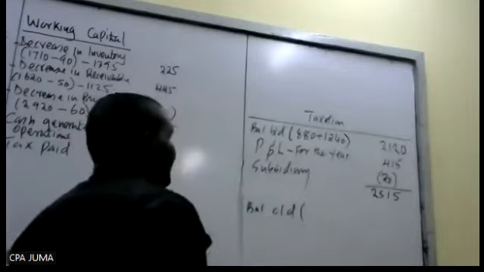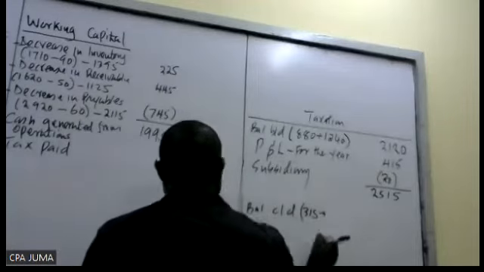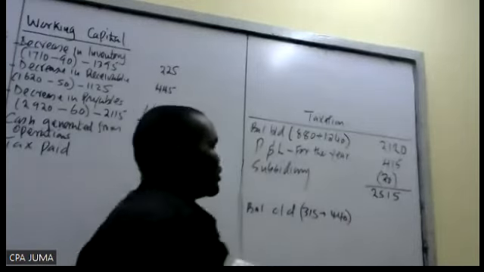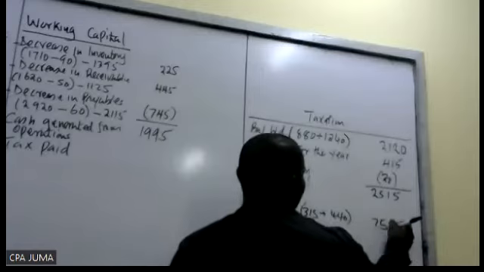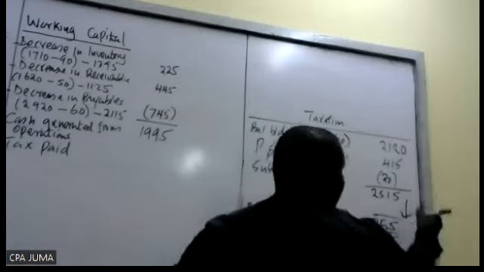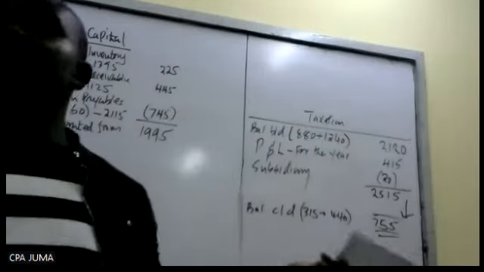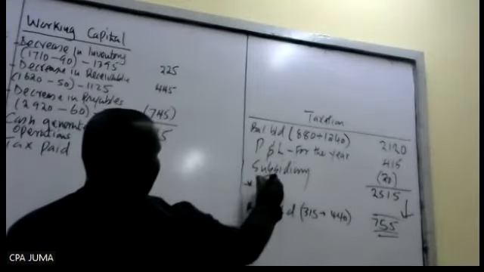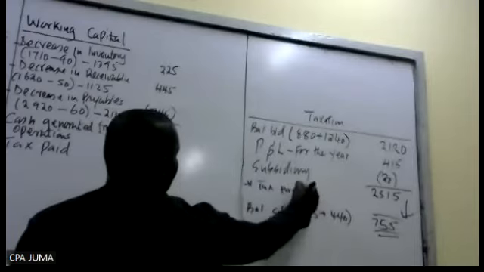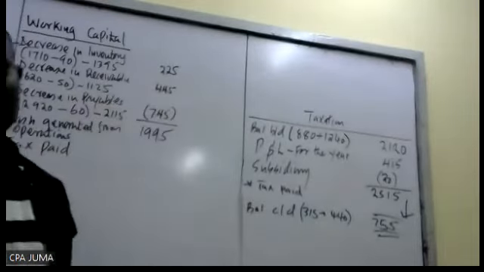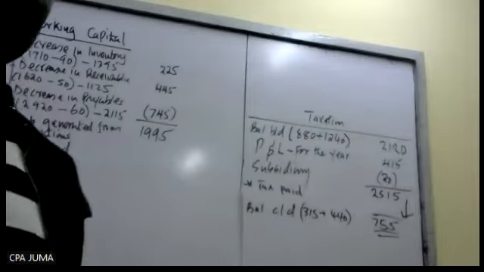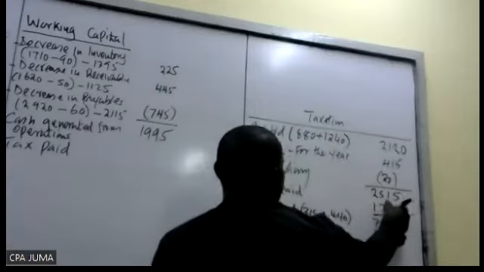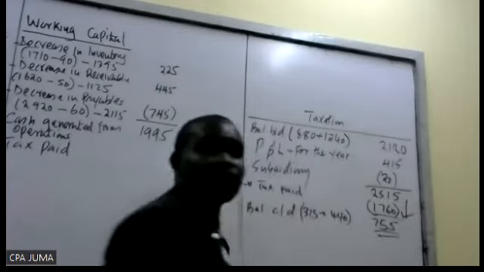Deferred is how much? 315. Current, 440. Add the two: 755. It has decreased. That decrease means these people paid, they are just not telling us. So tax paid, check the decrease. The decrease is 1760. That is what they paid and they don't say it.